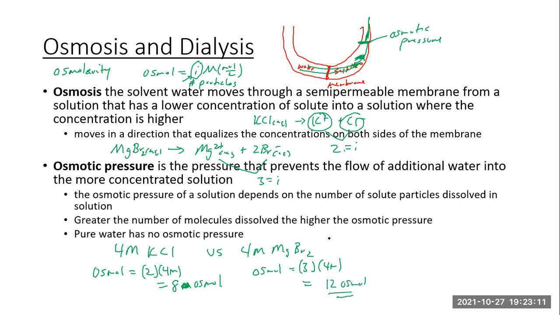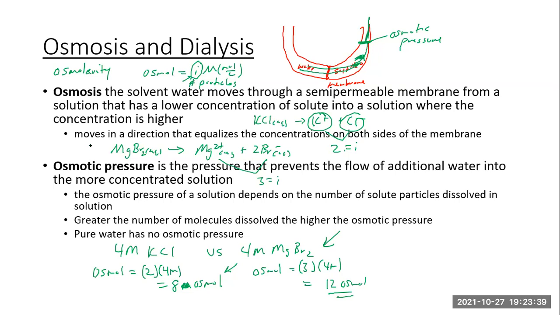Bigger number here, greater osmotic pressure in this solution, because there are a lot more molecules dissolved in there and floating around, versus the osmotic pressure here. Water, again, has no osmotic pressure because it's a pure substance. There's nothing dissolved in it. There are no particles floating around. So water actually has no osmotic pressure in that case. Any questions on that there?